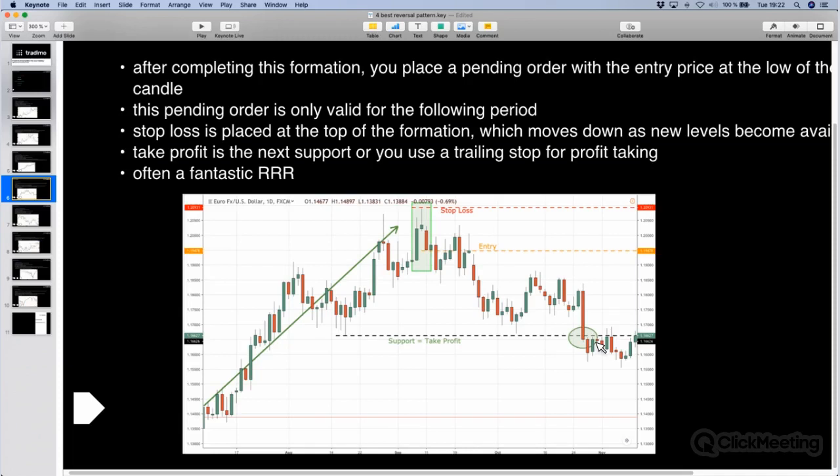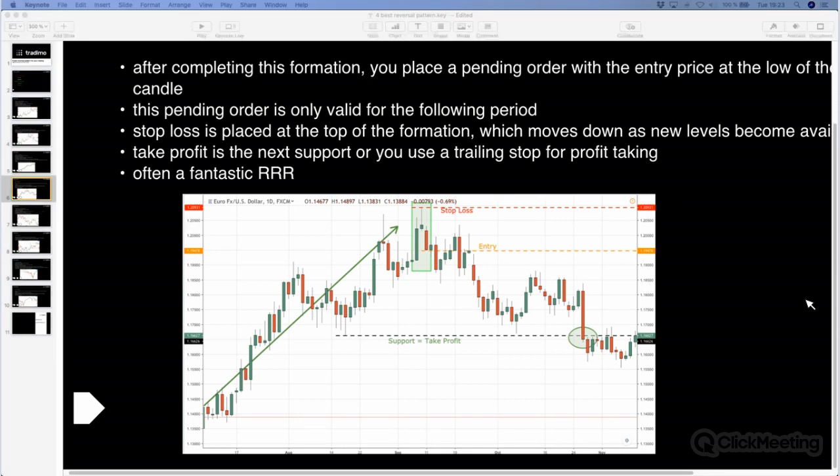Okay, any questions regarding this formation or regarding the stop loss, entry and take profit level? Okay, this is not the case, then I will continue.